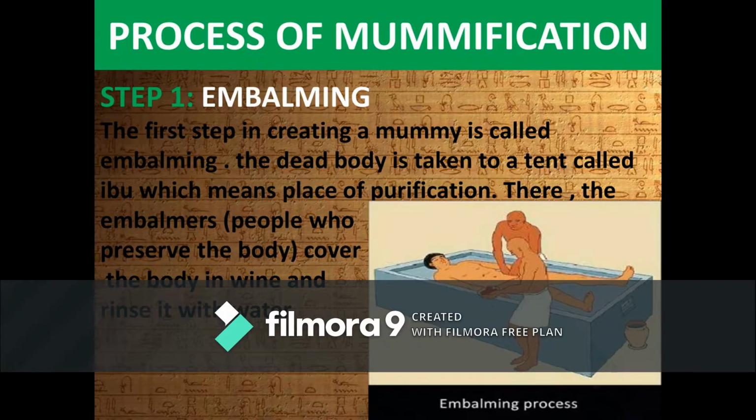The process of mummification includes several steps. Step 1 is embalming. The first step in creating a mummy is called embalming. The dead body is taken to a tent called Ibu, which means place of purification. There, the embalmers, people who preserve the body, cover the body in wine and rinse it with water.